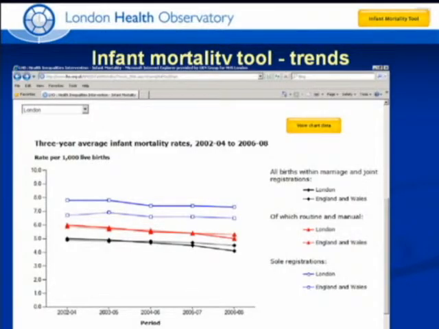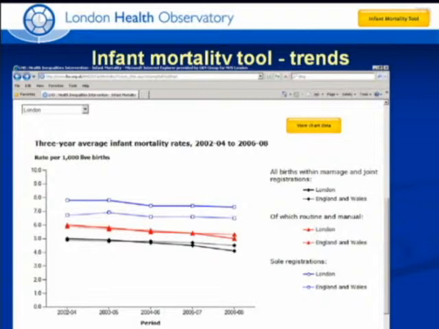So this is London region, and this is trends in infant mortality in the London region. The black lines are all births within marriage and joint registrations, which in this case is the population as a whole. The red line is the infant mortality among the routine and manual groups, which is the group that needs to reduce its gap by 10%.